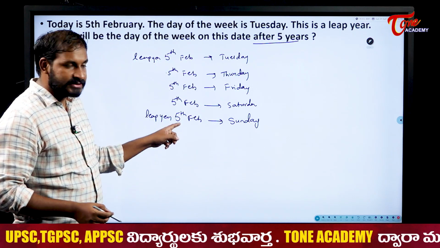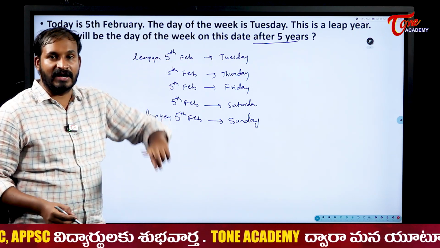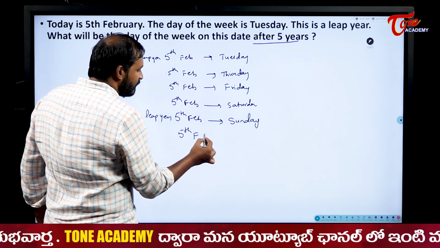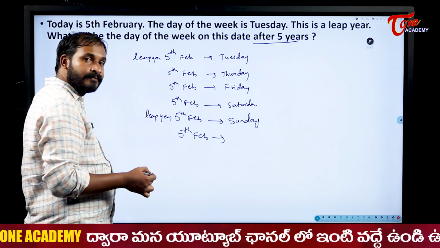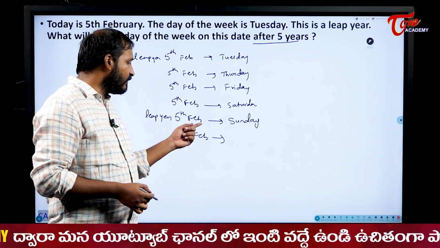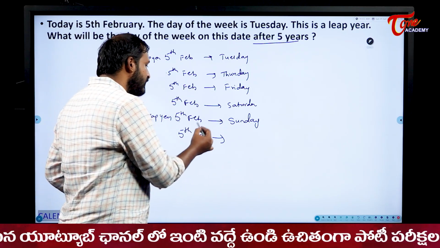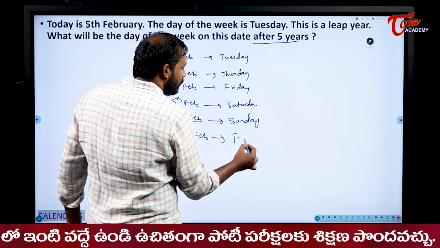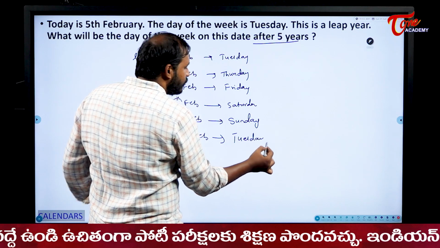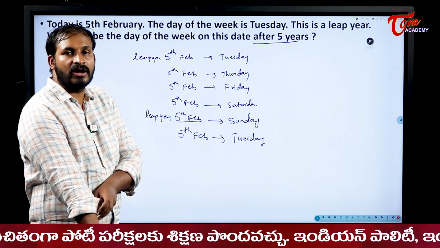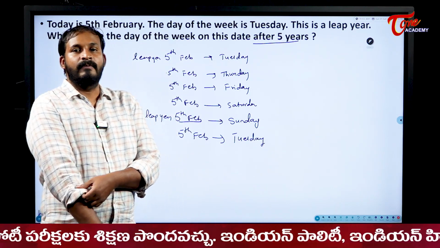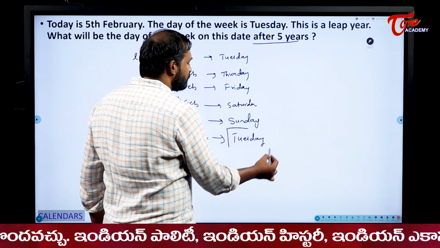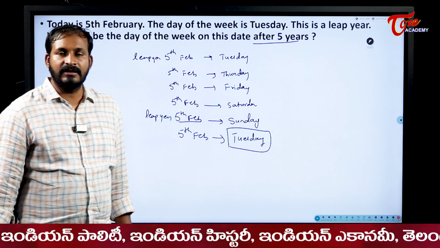This is 4 years. But I want after 5 years, right? So after 5 years means, next 5th February will become what? Now here February 28th will be crossed in this year. So now Sunday, next it will become Tuesday. So here we will have a jump of 2 days. Why? Because now here we crossed February 28th of a leap year. So our answer here becomes Tuesday.